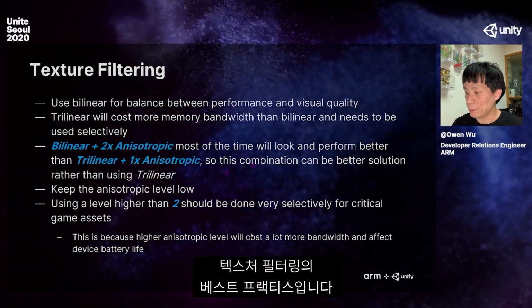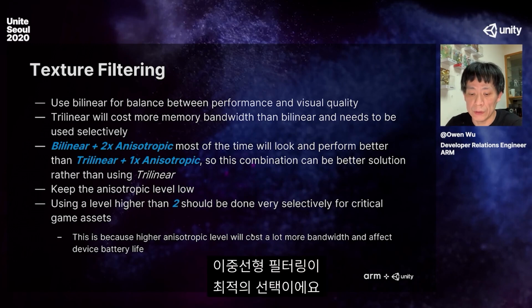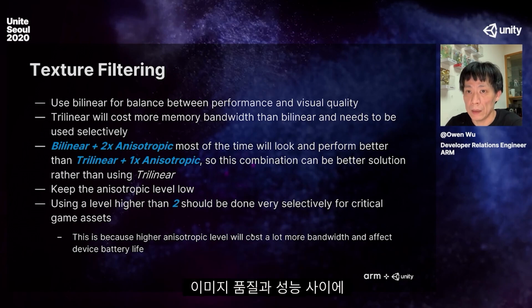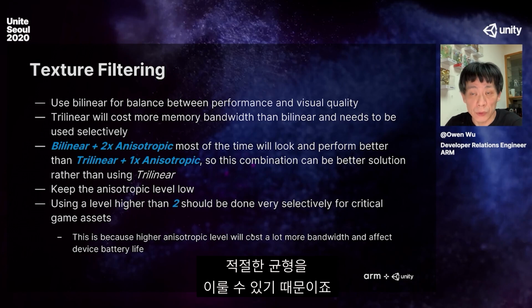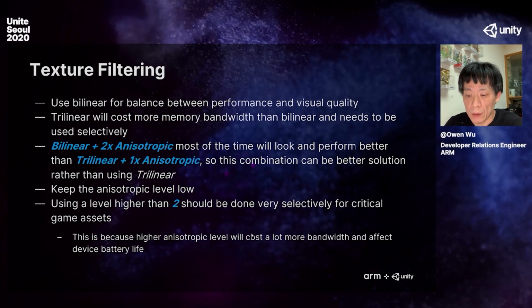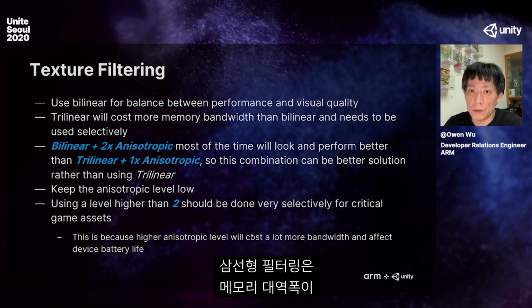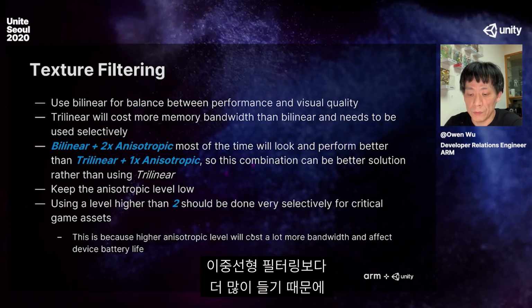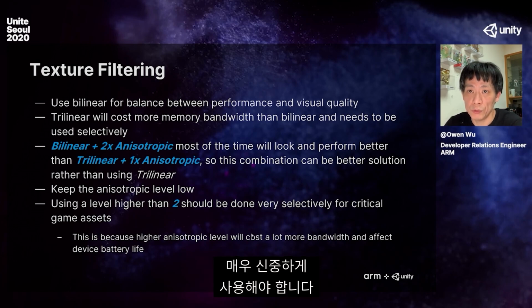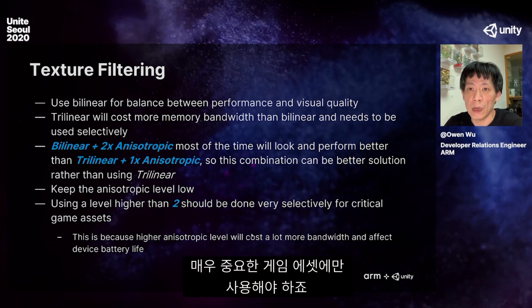So the best practice of texture filtering. Bilinear filtering is still your best choice because it has a good balance between image quality and performance. Trilinear filtering will cost more memory bandwidth than bilinear filtering, and it needs to be used very carefully. You should only use it on very critical game assets.